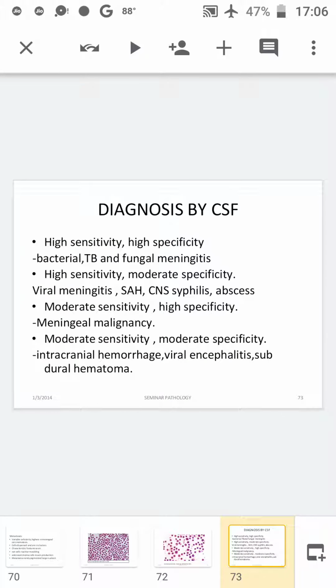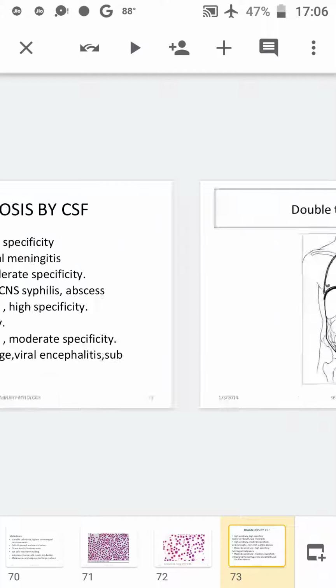So diagnosis by CSF: bacterial, TB and fungal meningitis have high sensitivity. All these 3 types of infections can be easily detected by the CSF fluid. Viral meningitis is of moderate sensitivity, and meningeal malignancy also has moderate sensitivity. Moderate sensitivity means there is a chance to miss the diagnosis in the CSF fluid.